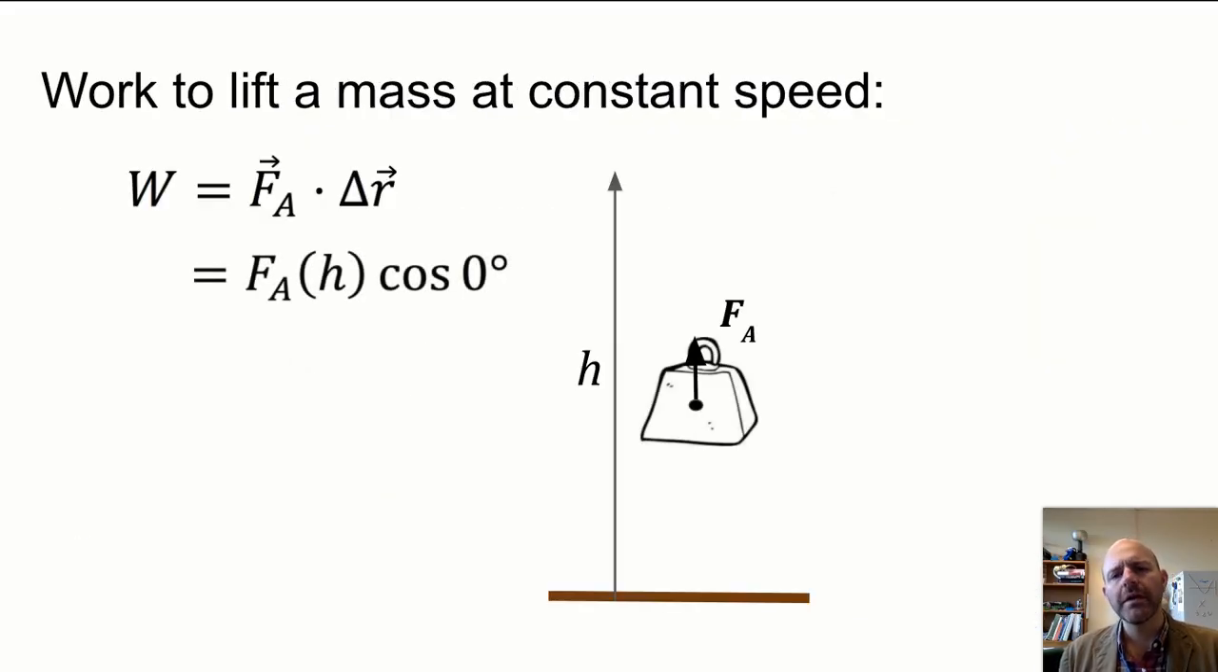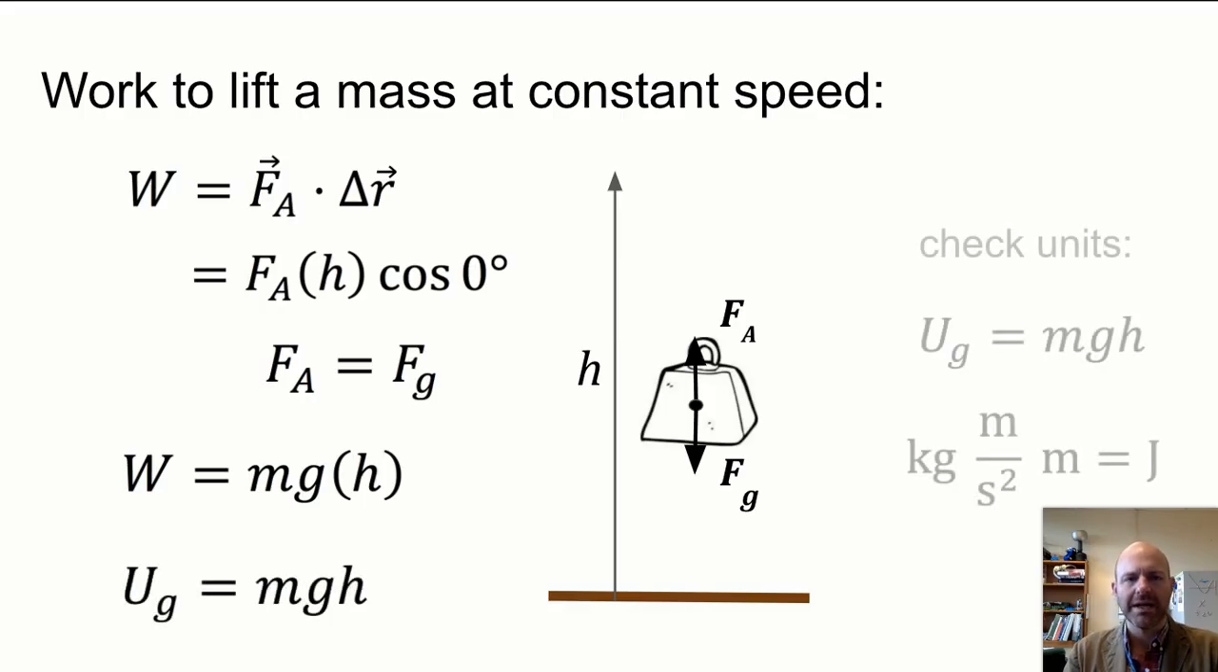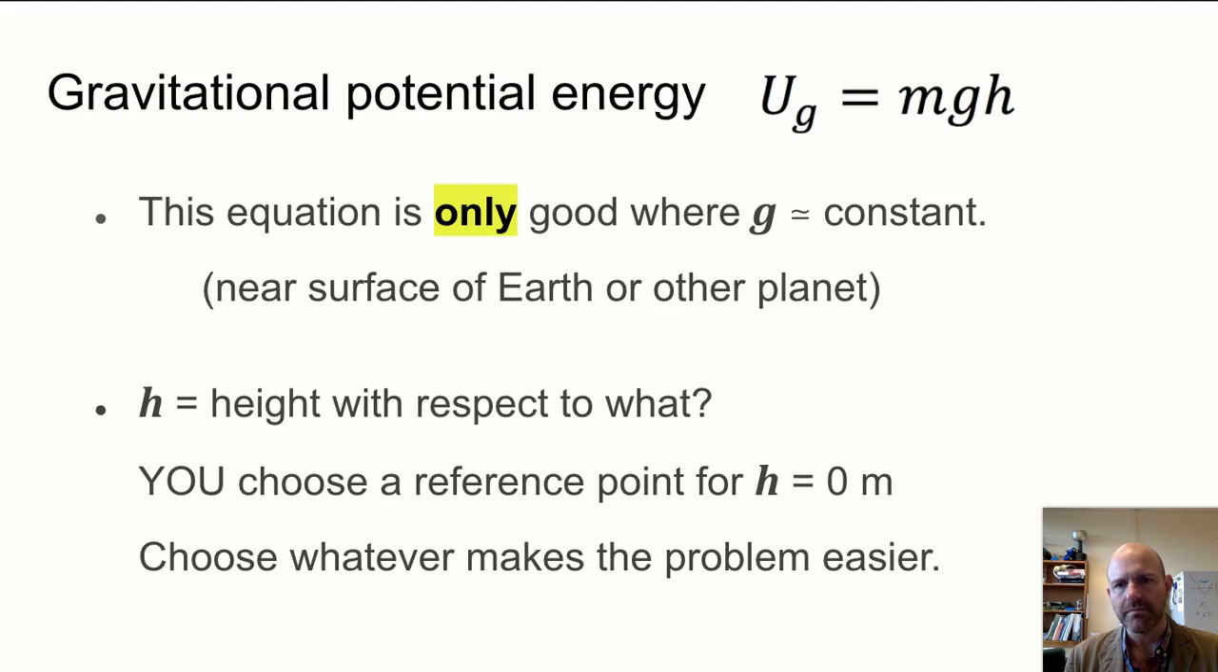Now, our formula for gravitational potential energy comes from the fact that the minimum amount of force required to lift it is equal to the weight. And if we lift it at a constant speed, then those two forces will be the same. So the work done is equal to mg, the weight of the object, times h, the height you lift it up. And that all works out. That gives us units of joules.